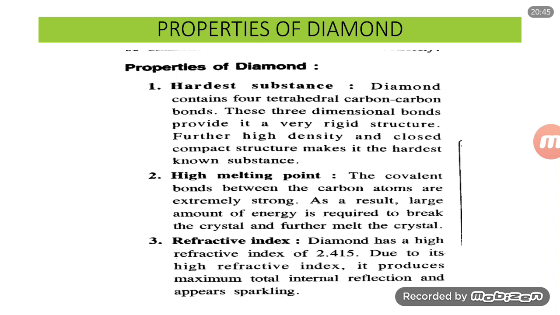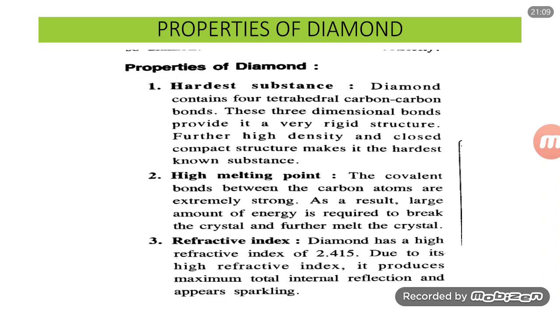It has a high melting point. Why? The carbon atoms in the diamond are held by covalent bonds, and these covalent bonds are very strong. And if they are very strong, you will definitely need what? A very high temperature to break those covalent bonds and make the carbon atoms free.